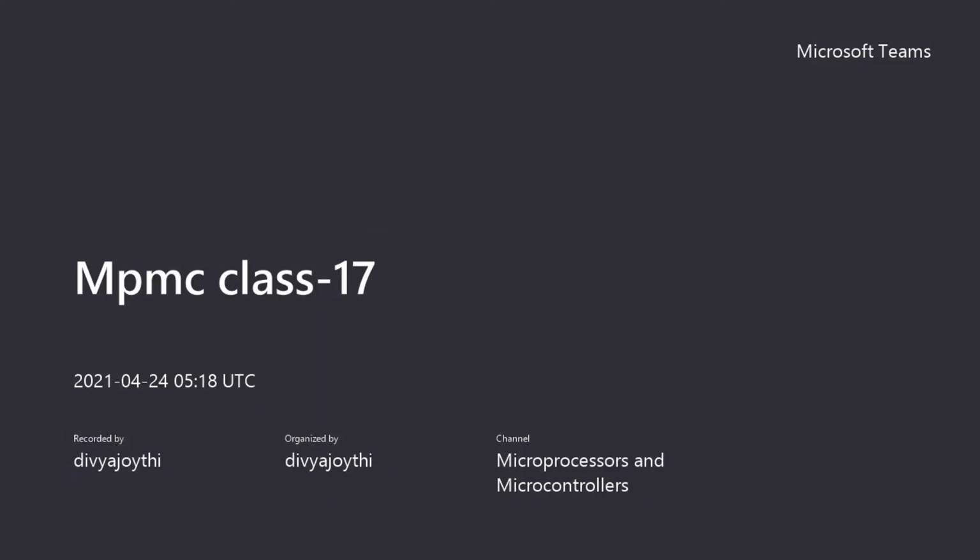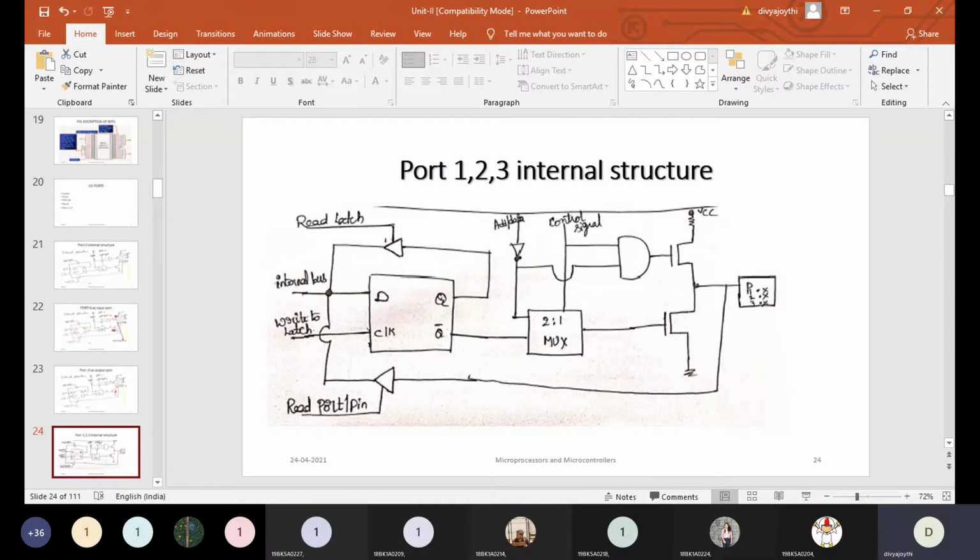Ports. So port 1, port 2, port 3, the pins belonging to these three ports will have the same internal structure, whereas only the port 0 internal structure will be varying. The remaining three ports, 1 to 3, will have the same internal structure. There won't be much difference between port 0 internal structure and the remaining port internal structure. Only one difference is there that you can observe here.